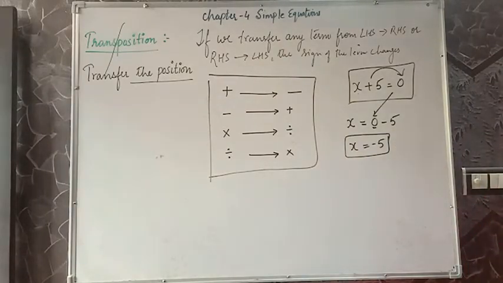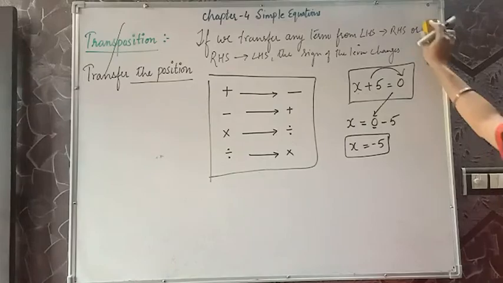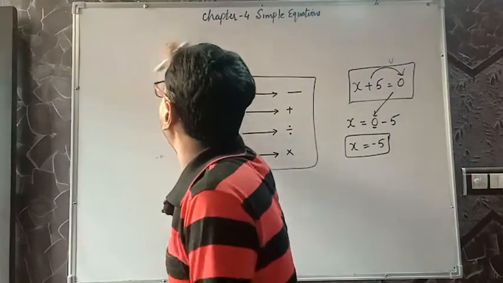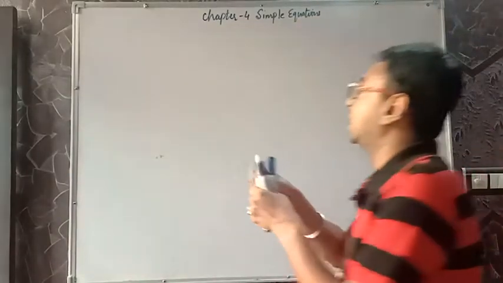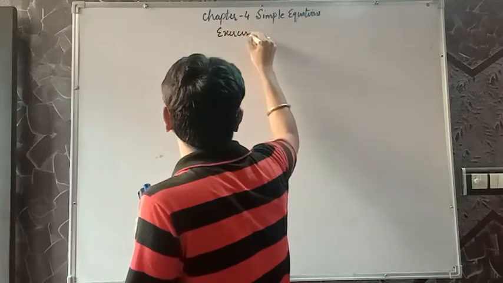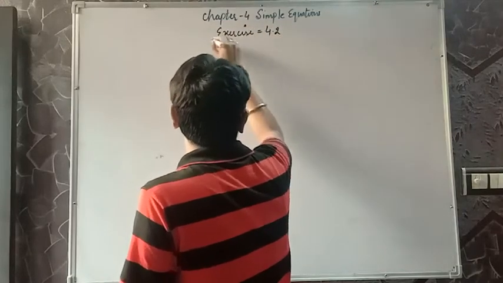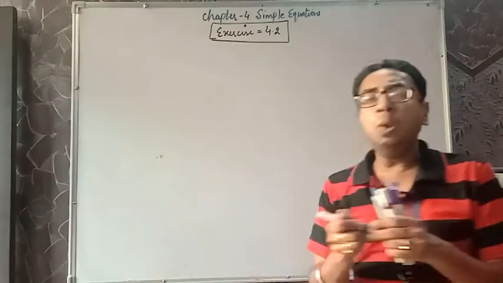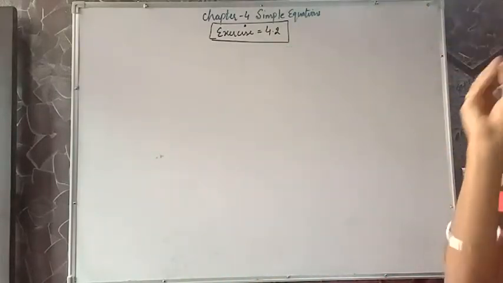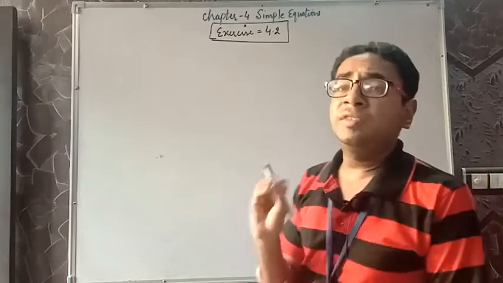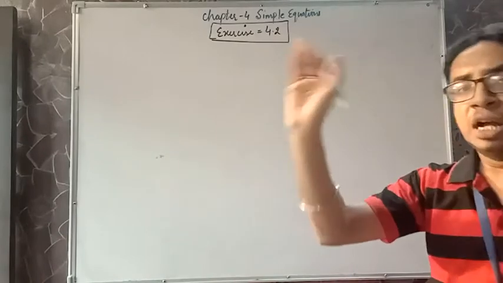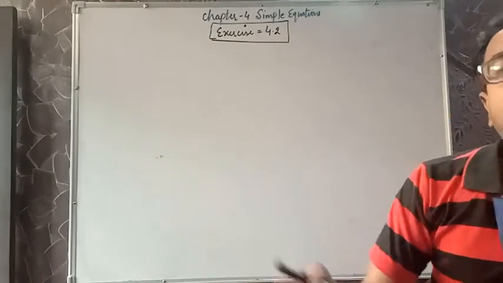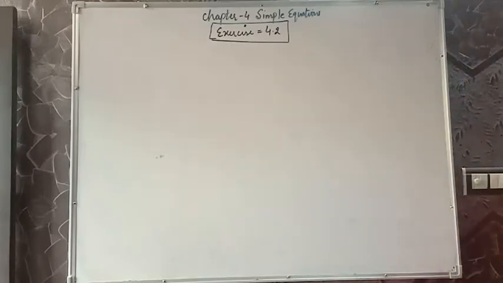This is what transposition means. Are we clear about this? Transposition: plus into minus, minus into plus, multiply into divide, divide into multiply. Let's do exercise 4.2 based on this. All the exercises, even exercise 4.3, 4.4, are based on this, so you can use this method. Until and unless any prescribed method is given in the question, you can solve with the transposition method only. If a method is given, then you are obliged to follow that method. But if not, you can use transposition.